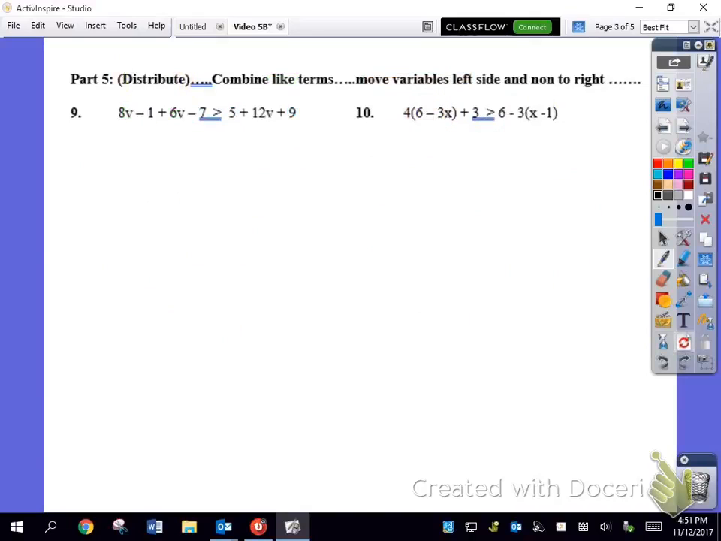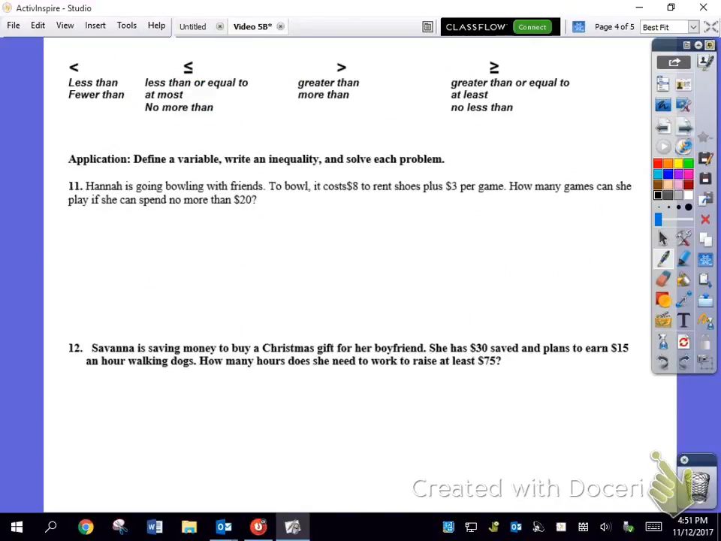Now we are going to look at applications. 3 application problems. So on number 11, Hannah is going bowling with friends. To bowl, it costs $8 to rent shoes plus $3 per game. Remember, per is the times. Okay, so I have 8 plus 3 times g. How many games can she play if she wants to spend no more than, is less than or equal to, 20. They sent her to prime time with $20. That's all she has. She can't go over 20. So that's why it's less than or equal to 20.